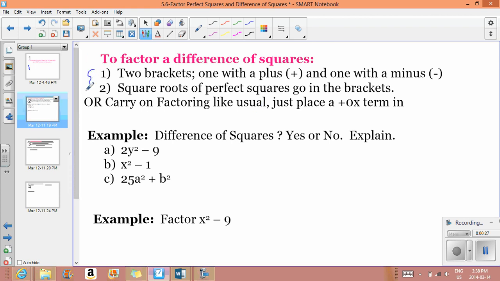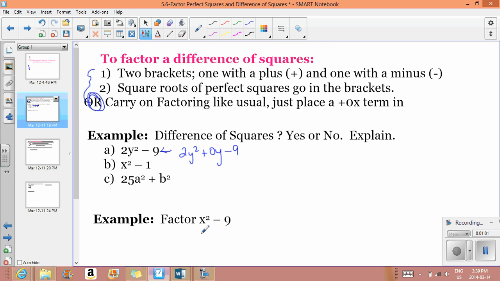Here are some steps on how to factor the difference of squares. Now, I want to note this part here, the "or" part. If you don't notice that it's a difference of squares, you can just carry on like usual. So for example, in this case, there's no middle term. All the other trinomials we did were exactly that, trinomials. There were 3 terms. This only has 2. What you can do, though, is say that it's 2y squared plus 0y minus 9. And then you'll carry on just like your regular complex or simple trinomial depending on how it is.